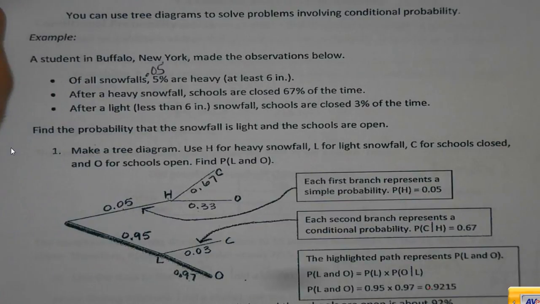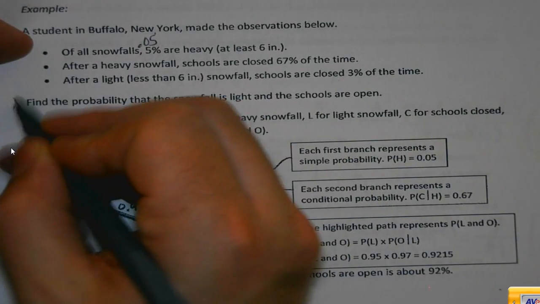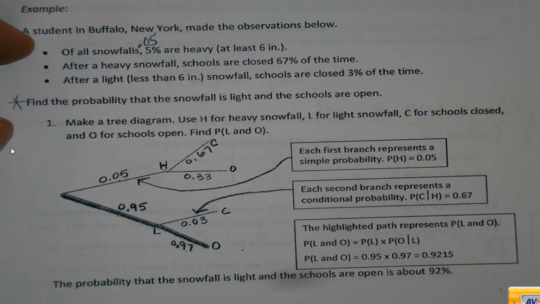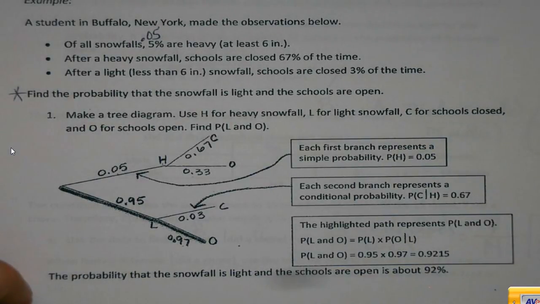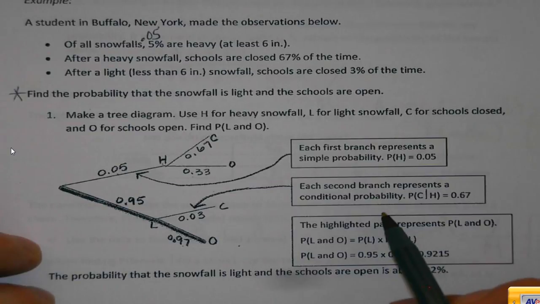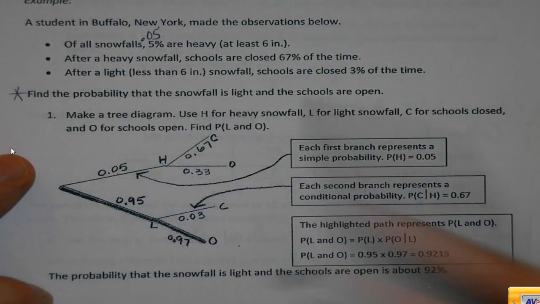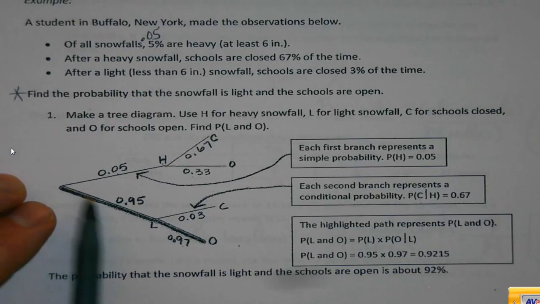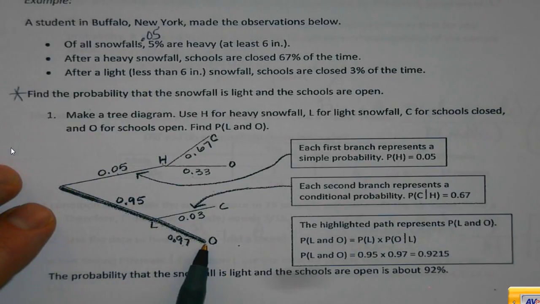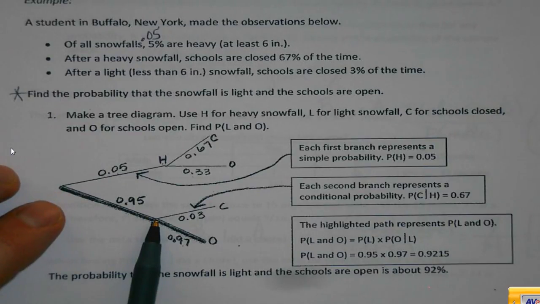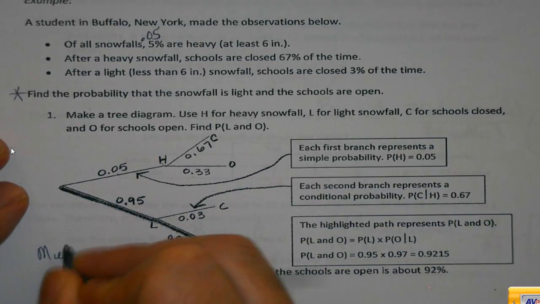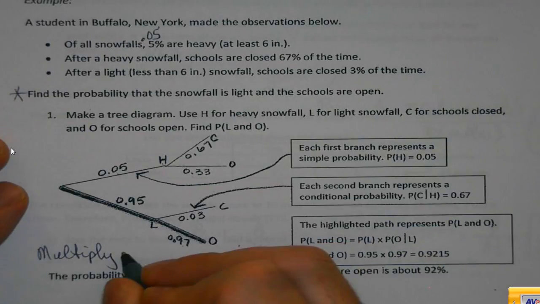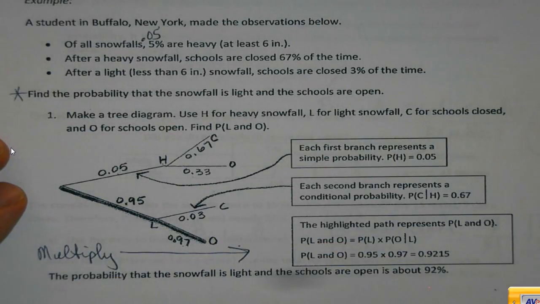let's say a question was asked, find the probability that the snowfall is light and that the schools are open. So snowfall is light and the schools are open. So I'm light and I'm open. Each event that happens here gets multiplied together. Whenever we're working left to right, we multiply. But if we have things we're trying to add together that are going downward, that's when we're going to add.